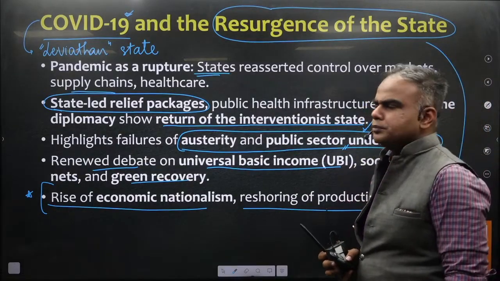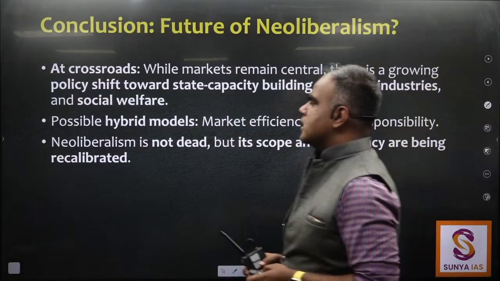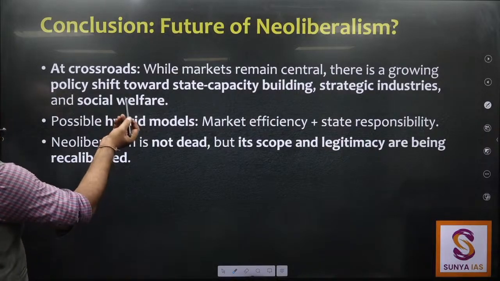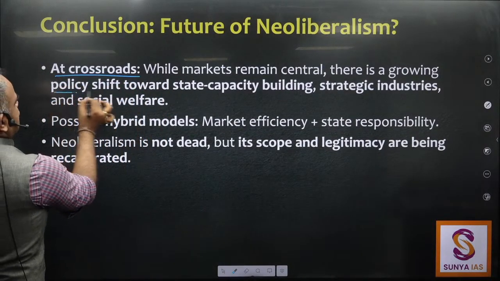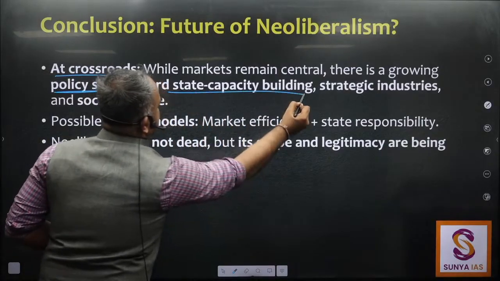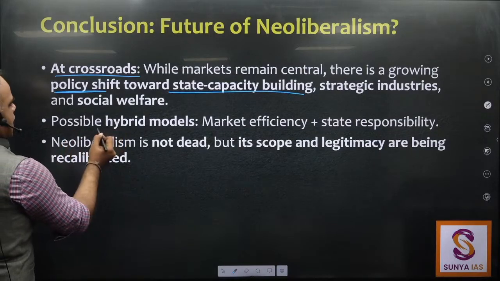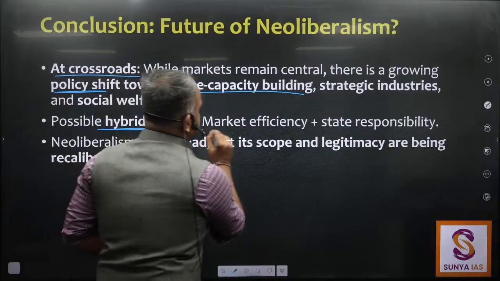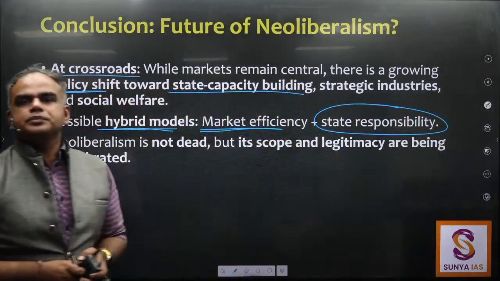Okay? Now let's move to the overall conclusion. How can we say it? The simplest line is, let's see. We know that the market is central. The policy is shifting towards state capacity building and social welfare. You can also explore hybrid models, where you go for the efficiency of the market but have state responsibility.